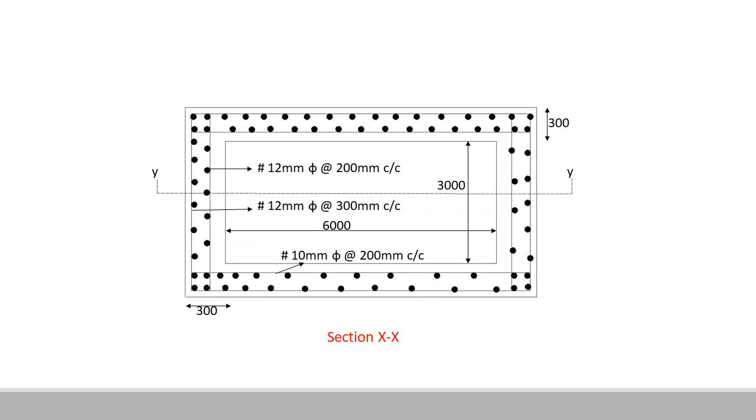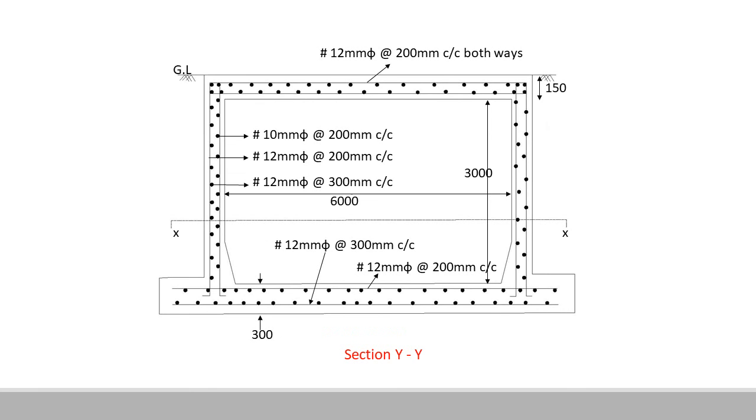So see the reinforcement details. So this is our 4 sides of walls. So 12 mm diabar at 200 mm center to center distance is the inner face of the wall, and outer face is the 12 mm diabar at 300 mm center to center distance, and the long wall direction is the 10 mm diabar at 200 mm center to center distance.